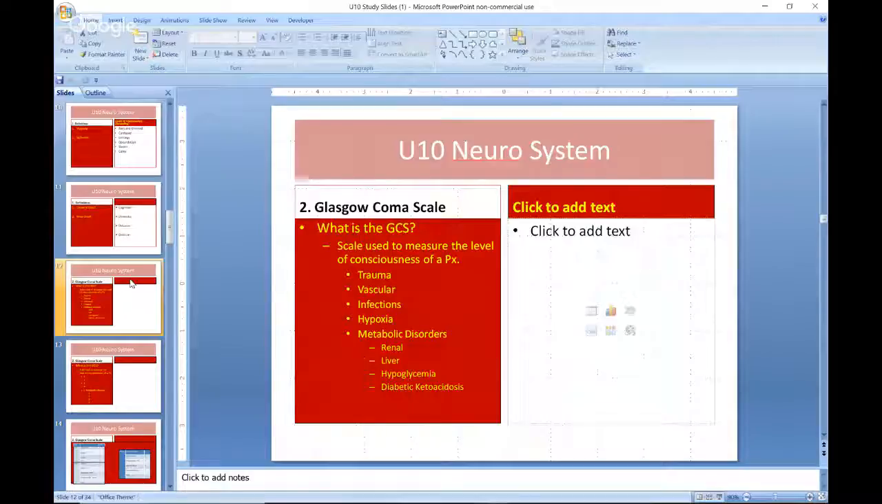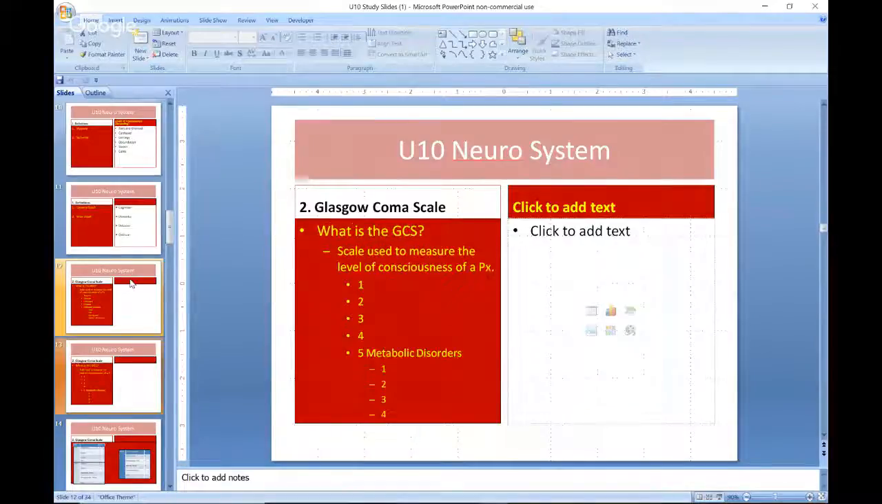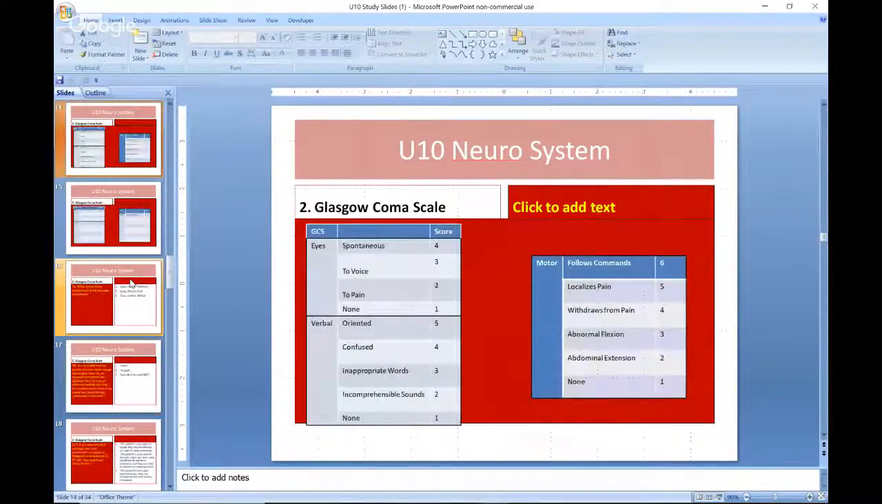Okay, so we do it for trauma, vascular injury, infections, hypoxia, and metabolic disorders, specifically dealing with renal function, liver, hypoglycemia, and hyperglycemia, specifically with ketoacidosis. Okay, we good? Would you repeat the last sentence? And then remember, it's metabolic injuries: liver, kidney, hypoglycemia, hyperglycemia. Okay, then moving along.